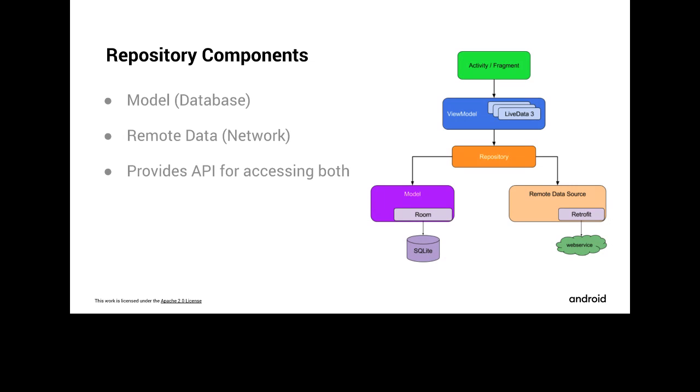Okay, so I've gone over what happens on the left-hand side with the model and the database, and I've gone over what happens on the right-hand side with the remote data and the network. And so the repository layer is in a way providing an API for accessing both.